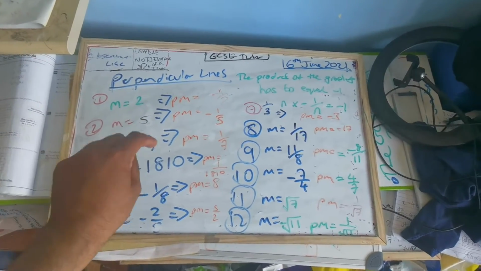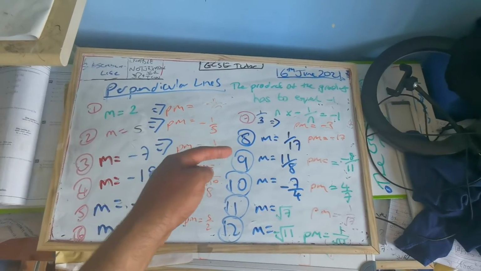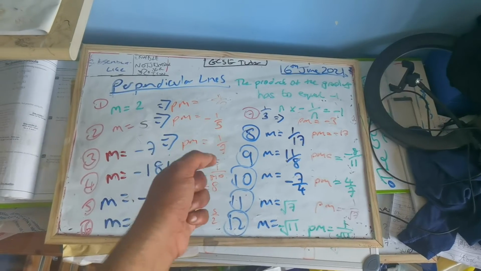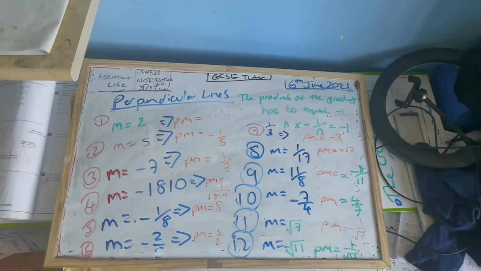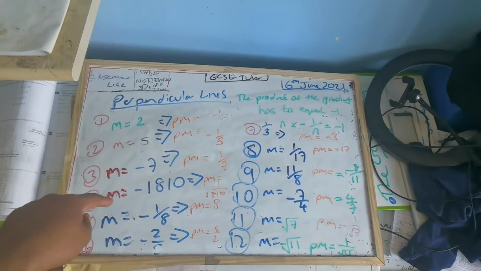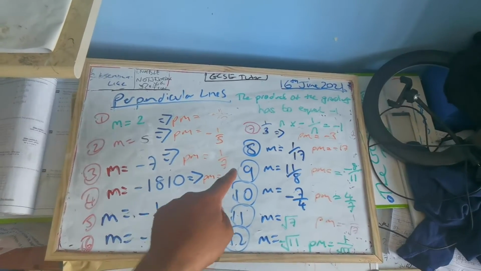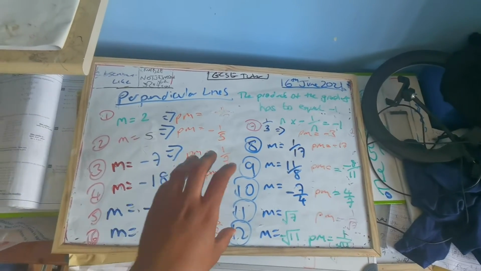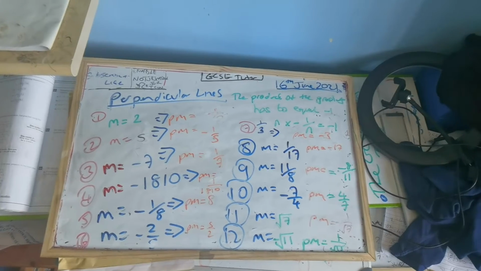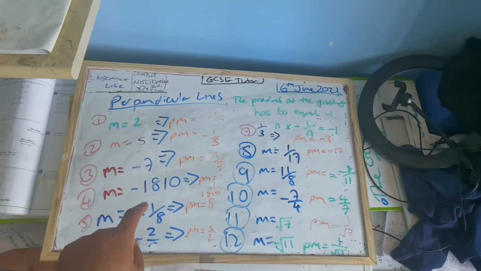Question 3, m is -7, so the negative reciprocal is going to be 1/7, because it's going to be 1 over -7. 2 minuses make a positive, so I get 1/7. For question number 4, guys, I've got m is -1/810, so the perpendicular gradient is going to be 1 over 1/810, and I would leave my answer as a fraction because then it makes it a bit easier. That times its inverse gives us -1, okay?